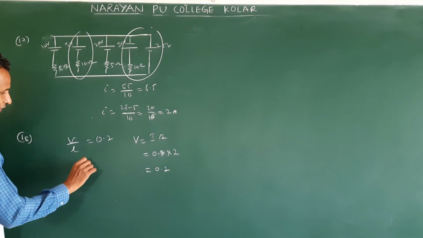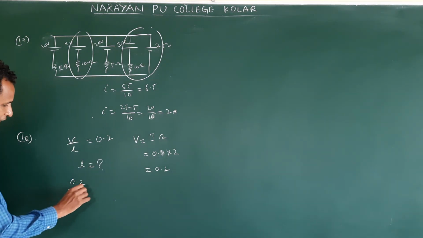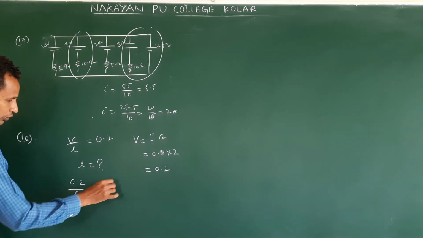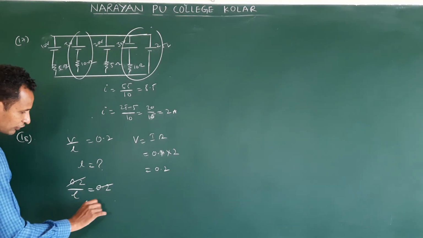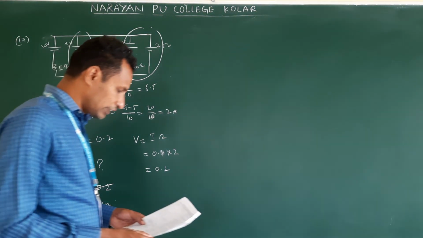What are they asking? Balancing length here. So substitute the V value here: 0.2 by L is equal to 0.2. How many times cancel? One time. It is equal to 1 meter. Next, 19.